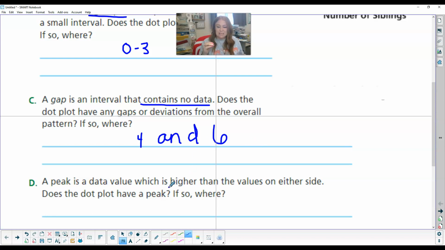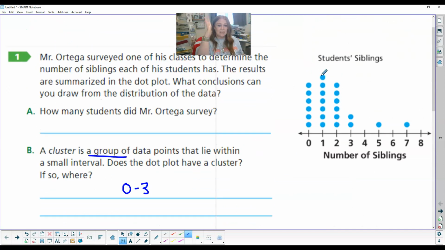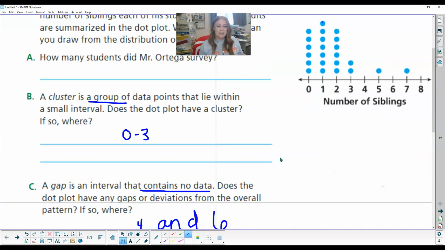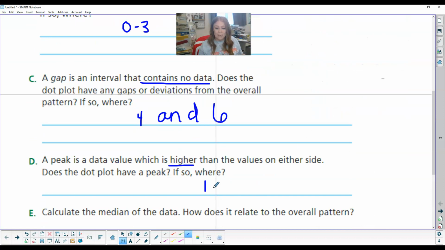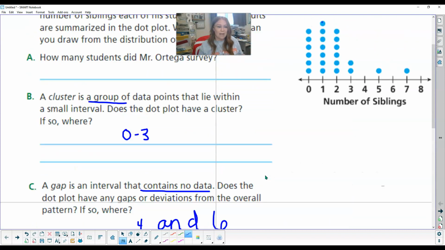So the peak is a point that is higher than the rest of them. So does the dot plot have a peak? Yes, the highest point is having one sibling. Now we're going to calculate the median. How does it relate to the overall pattern?